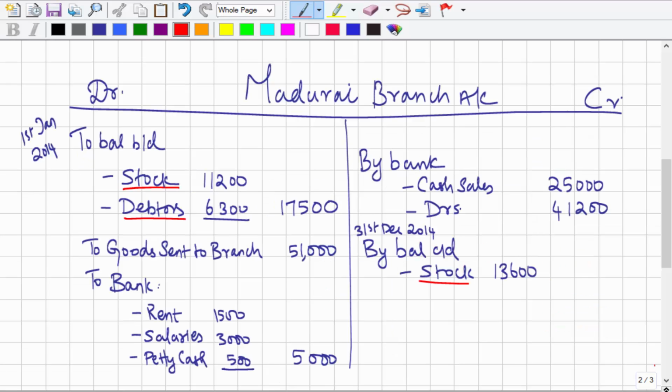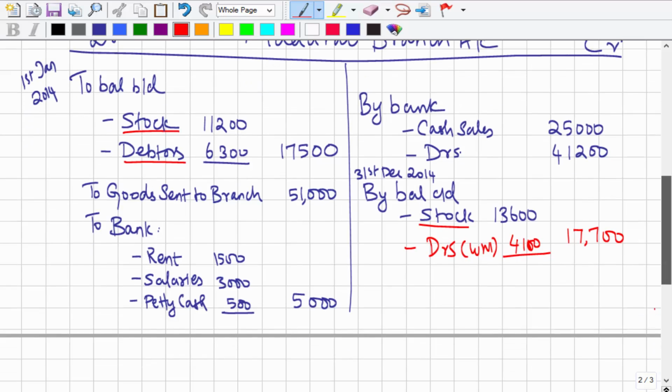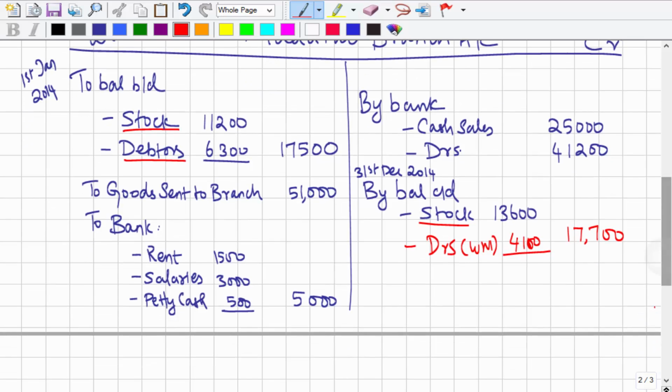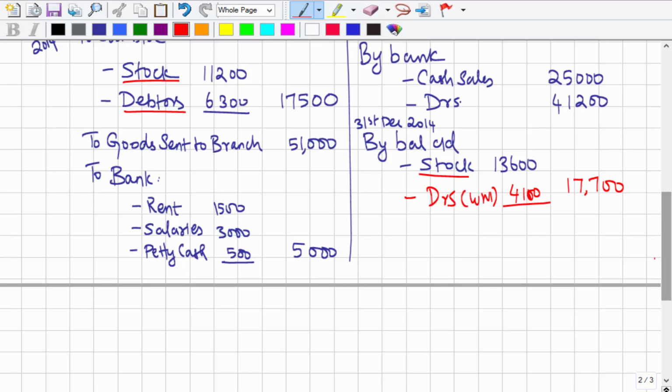So let me go to this. Here I'll write debtors. We know the value from working note 1 and it is 4,100. Right? So now both put together will give us the closing balance, and it is 17,700. Okay. Now we have to find out whether there is profit or loss. For that we have to total on the higher side. Let's do the totaling. So let's see the debit side and credit side. I think on credit side we have higher value. So if I total credit side, I'm going to get 83,900. So let me write this on both sides, 83,900.